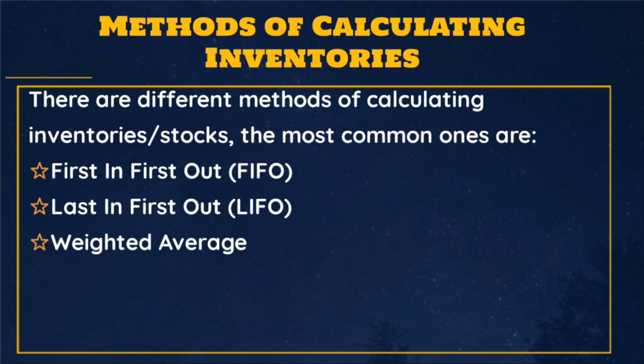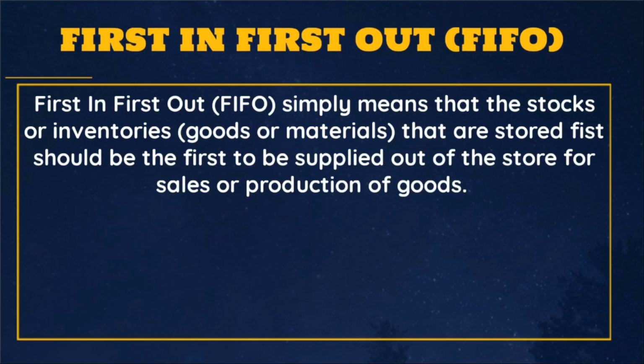Now, what are the methods of calculating inventories? There are different methods, but the most common are the three which I'm going to discuss. The first one is first in, first out, which is called FIFO. The second one is last in, first out, which is called LIFO, while the third one is weighted average. We are going to take these methods one after the other. Let's start with the first one, first in, first out. This simply means that the stocks or inventories that are stored first should be the first to be supplied out of the store. That is, the first inventories received in the store will be the first ones supplied.